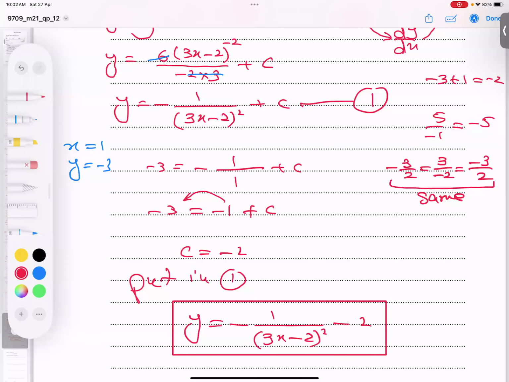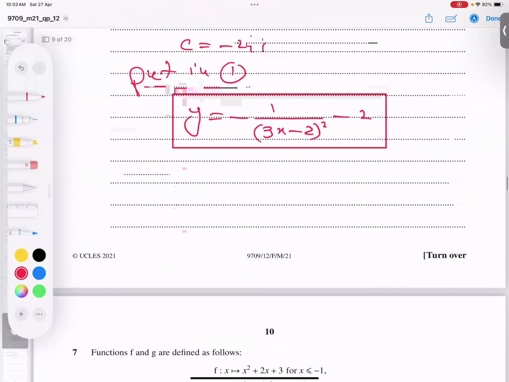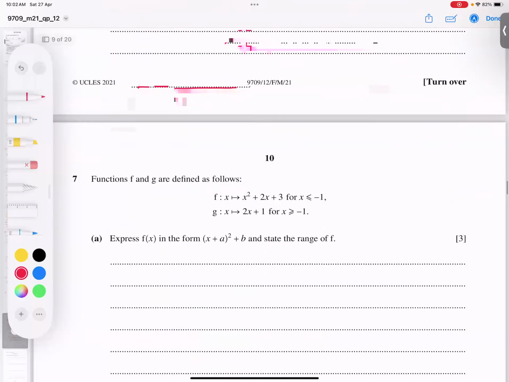Okay, students, I think question number 6 maybe. Yes, I think question number 6. Yes, now 7 is coming. Okay, so I think this part is done. So let's go for question number 7.